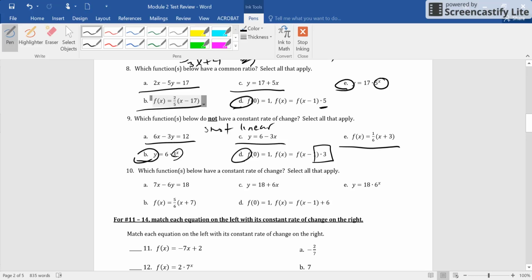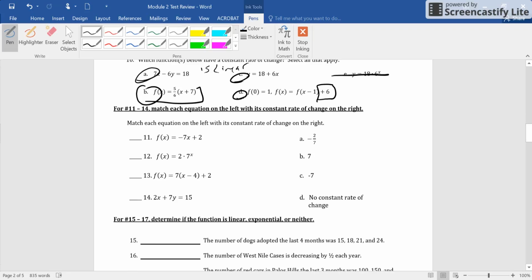Okay, number 10, which function below have a constant rate of change? So this one again, which is linear. Okay, this is linear, x and y, no exponents here. Okay, this is linear. This one has this exponent, so this is not linear. This one has a plus 6 at the end, so it's recursive, but it is linear. And this also is linear. I'm going to circle that.